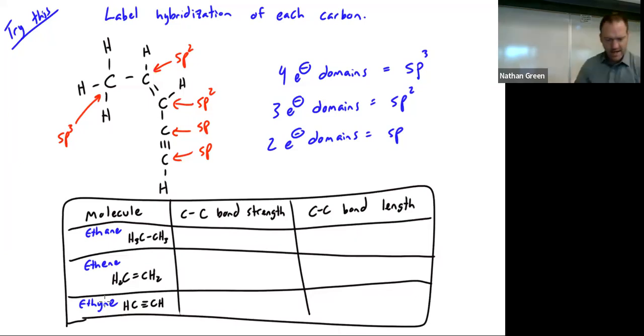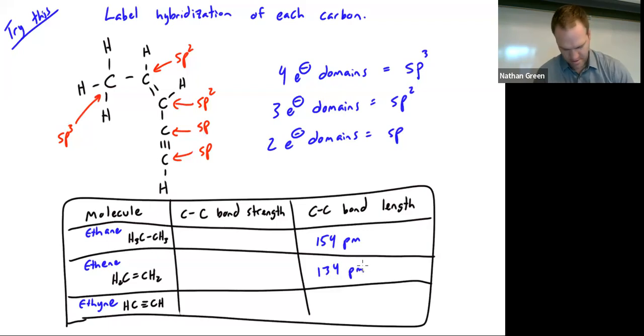When I go from ethane to ethine, I go from 154 picometers to ethene, 134 picometers, to ethine, 120 picometers. Itty bitty teeny tiny meters. Bonds are getting shorter as we go down the series.